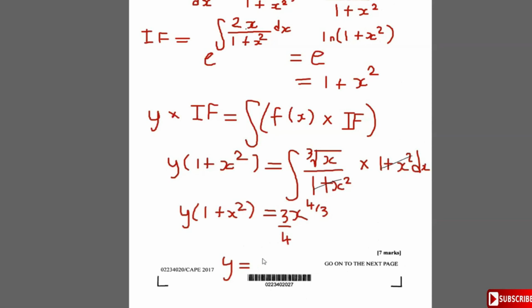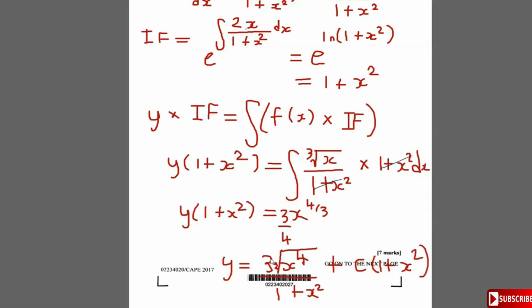let me see the best way I can write it. I can say y is equal to 3 times x to the 4th power cube rooted, divided by 1 plus x squared, plus some constant c times 1 plus x squared. That's going to be y.